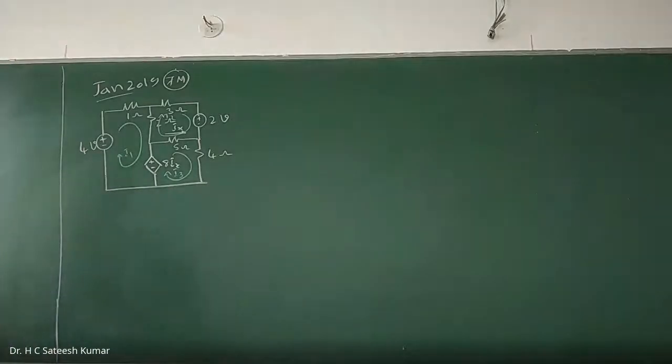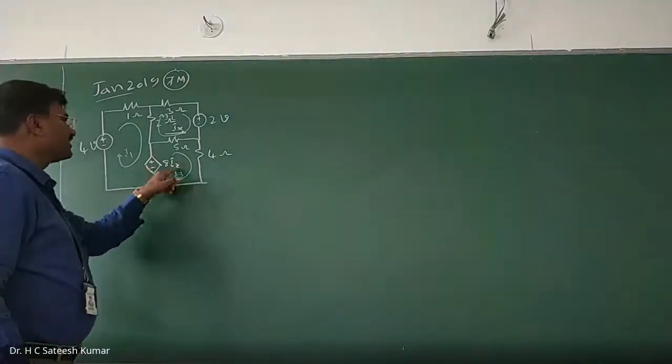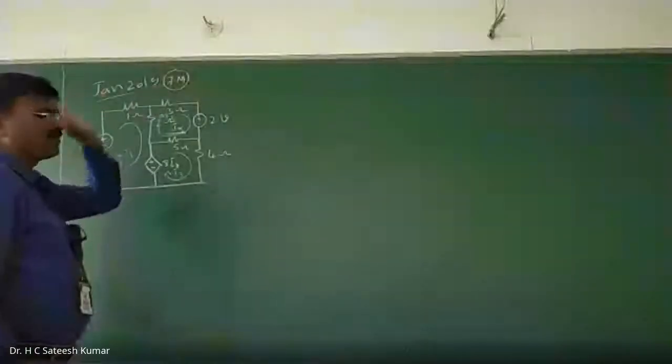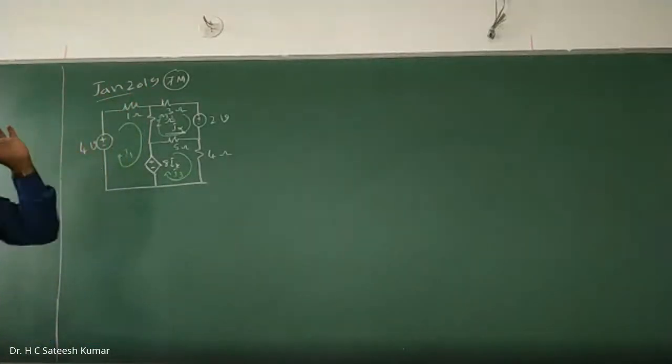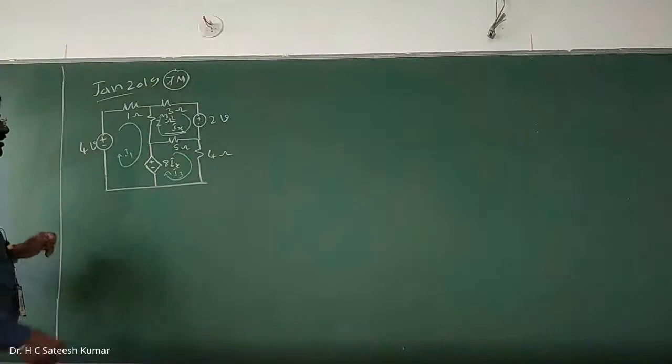Okay, so how exactly can we do this using mesh analysis? We'll have to find the loop currents as well as Ix. We need to find 4 parameters. This is a 7 marks question in the examination from January 2019, last year's regular paper. Okay, look here.